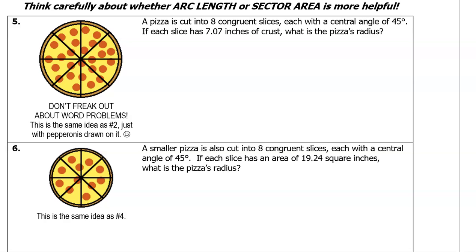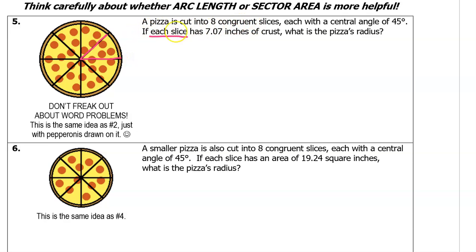All right, let's take a look at problem number 5. This one's extra fun because it involves a pizza, but it's really just a regular old problem. A pizza is cut into 8 congruent slices, each with a central angle of 45 degrees. If each slice has a 7.07-inch crust, what is the pizza's radius? Well, the key is right here, each slice. So really, all you need to do is focus on one slice of pizza and you will be golden.